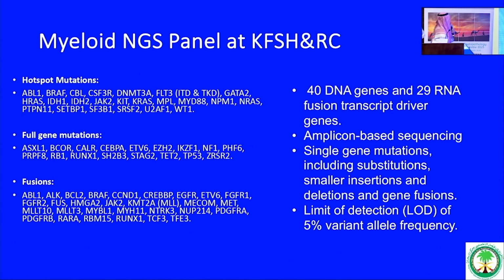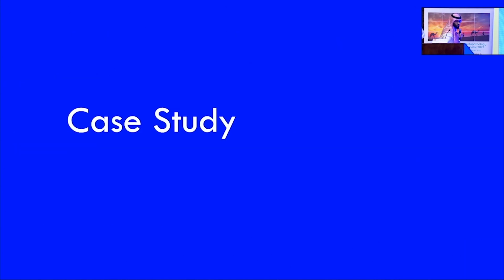It's very important to understand the concept, and you need to know if your panel is single gene versus multiplex testing. This is our panel at King Faisal Specialist Hospital. It's basically the Oncomine myeloid panel from Thermo Fisher with around 69 genes, some of them hotspot, and it also includes fusion analysis. So let's go through the cases.